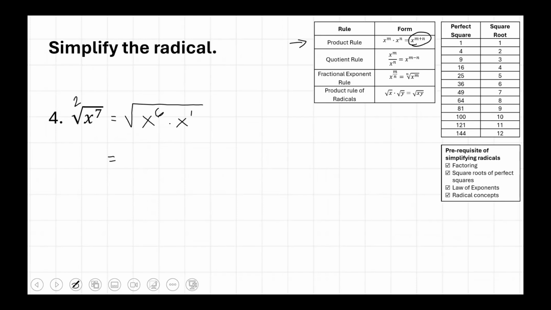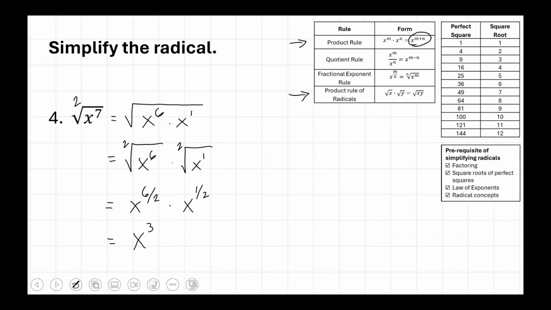Now, using the product rule of radicals, we can rewrite it as square root of x raised to 6 times square root of x raised to 1. Then, we can rewrite it as x raised to 6 over 2, because again, your index is 2, multiplied by x raised to 1 over 2. Then we have 6 divided by 2, which is x raised to 3. So we have an exponent of whole number, so we will not have any radical already.